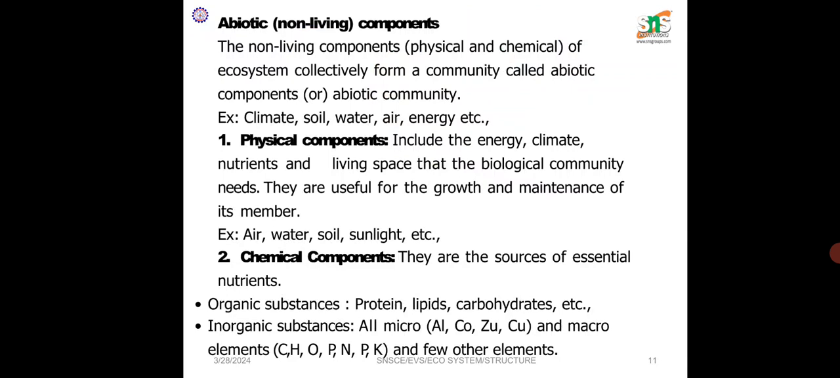What would be the physical components? They include energy, climate, nutrients and living space that our biological community needs, so they are useful for the growth and maintenance of its members. Examples: air, water, soil, sunlight. Chemical components are the sources of essential nutrients: organic substances such as protein, lipids and carbohydrates, and inorganic substances, which come as elements.